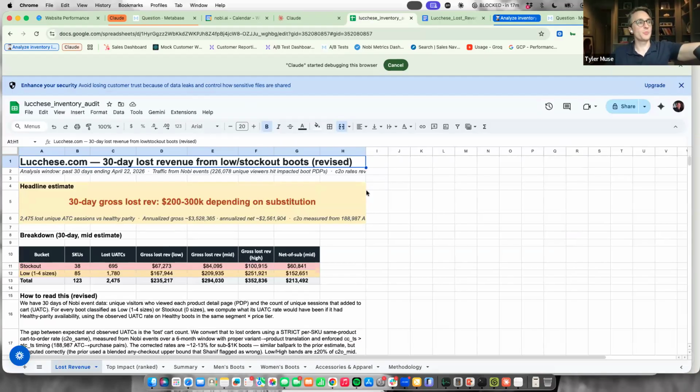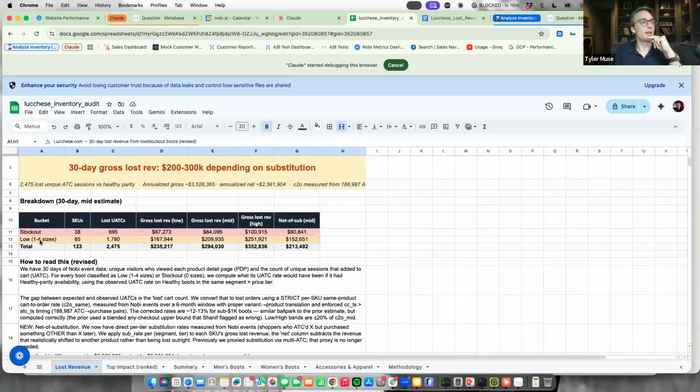So it created an Excel spreadsheet. It created the headline estimate here, which is in the past 30 days, I'm estimating you've lost anywhere from $200,000 to $300,000 in revenue. And then it gives me a ton of detail on how it came up with this. So what it did was say, okay, you have two different types of buckets of items. You have stock out, meaning there are no sizes available on the Lucchese website for 38 SKUs. And then you have low stock, which is 1 to 4 sizes.